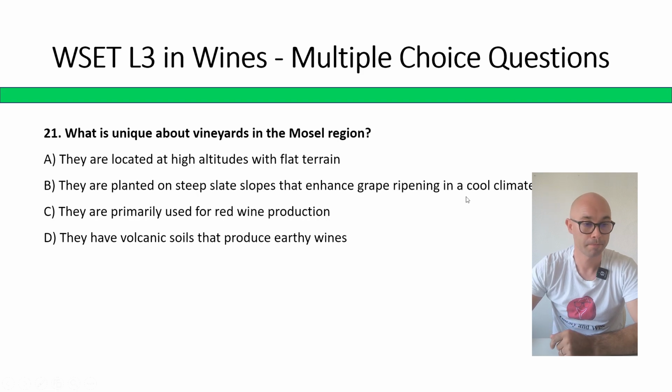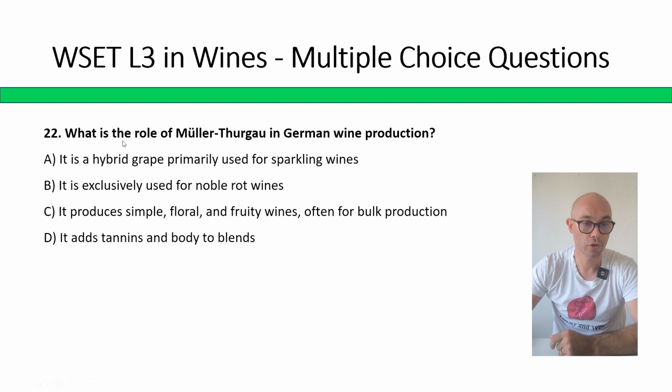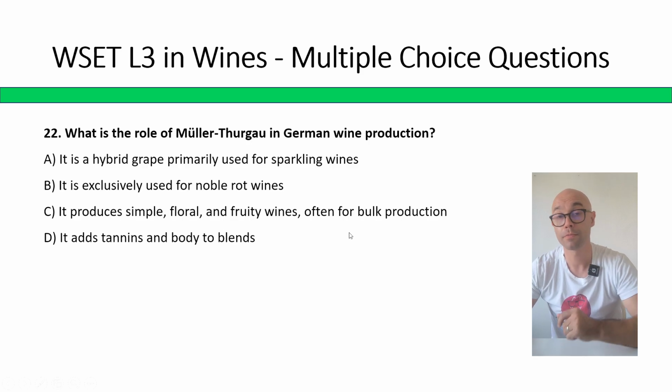What is the role of Müller-Thurgau in German wine production? It is a hybrid grape primarily used for sparkling wines. It is exclusively used for noble rot wines. It produces simple floral fruity wines, often for bulk production. It adds tannin and body to blends. The correct answer is C. It produces simple floral fruity wines, often for bulk production.